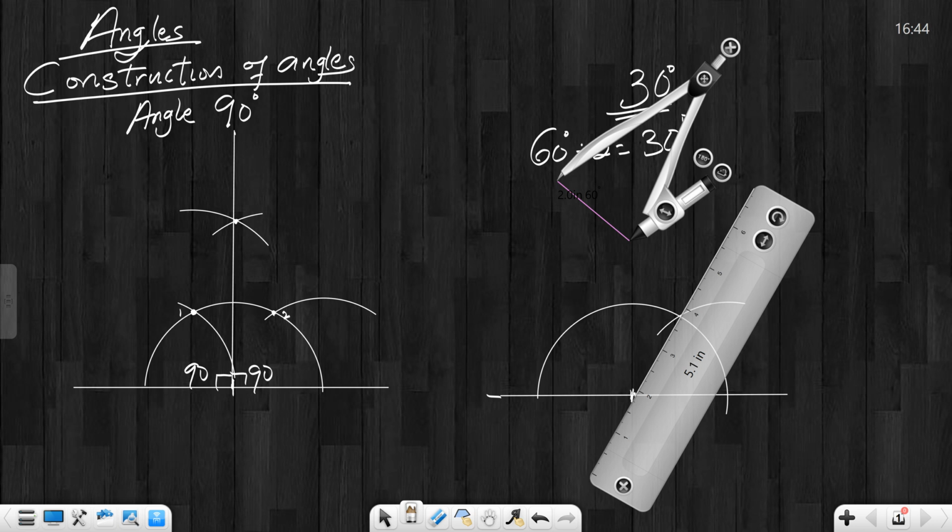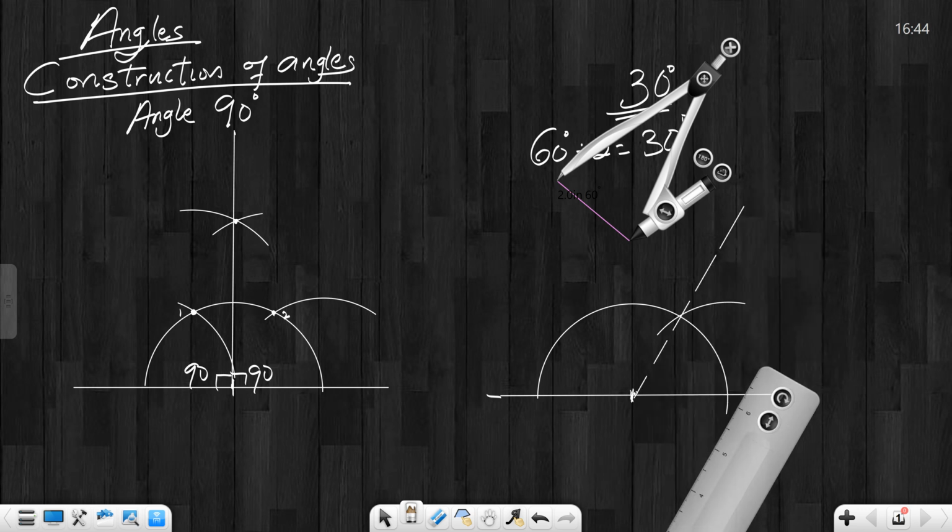So that is 60, but it should be a broken line. So this is a broken line for 60. What we need is 30, not 60. Now I'm going to bisect this 60 by placing my compass here, first place, then place it here as well, second place, to have my 30 degrees.